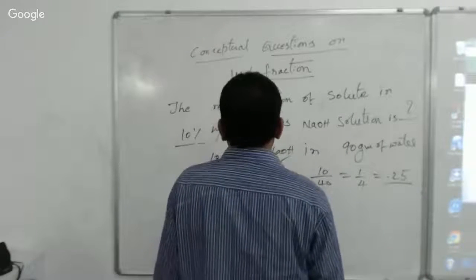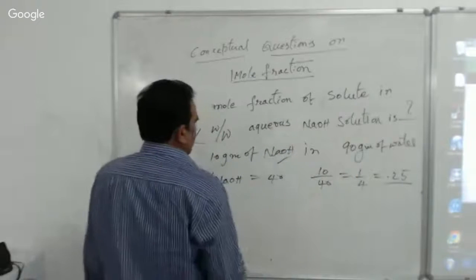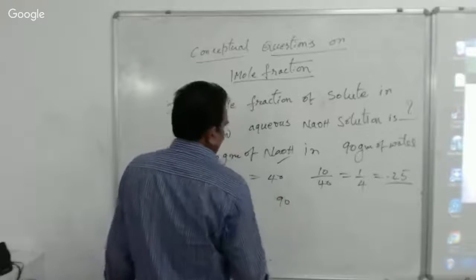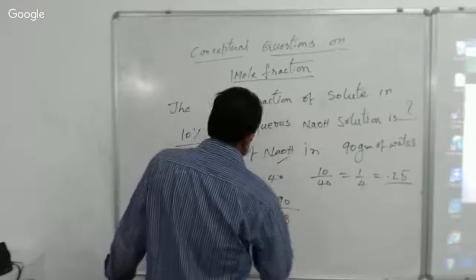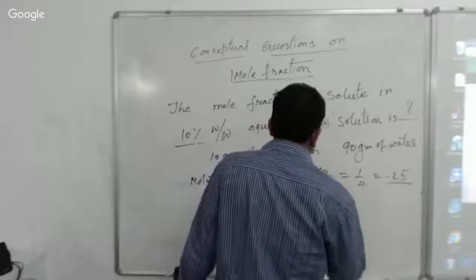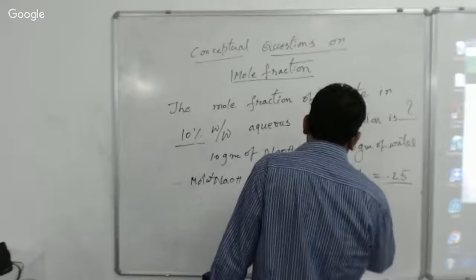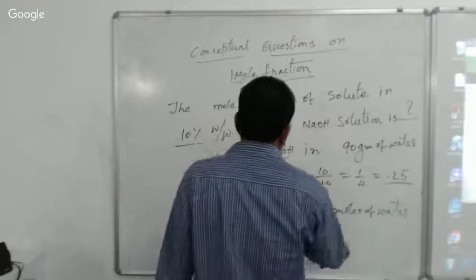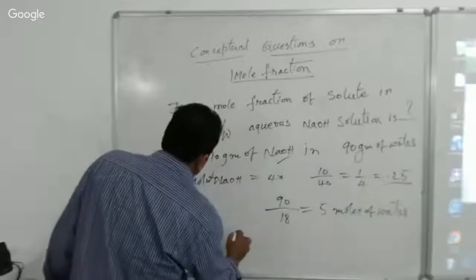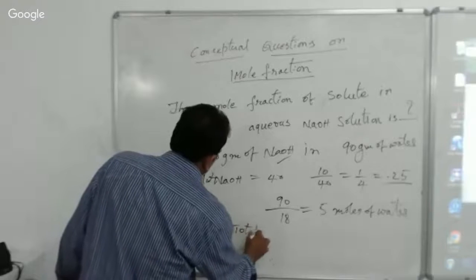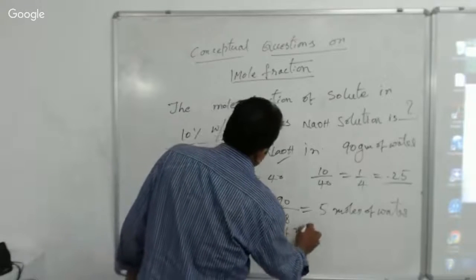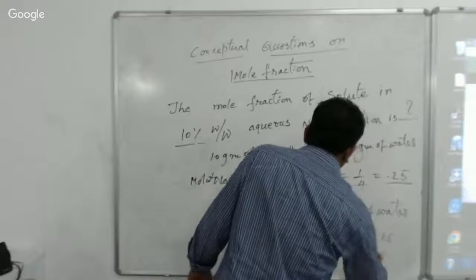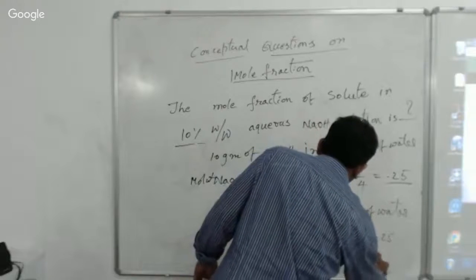Now let us come to the number of moles of water. We have 90 grams of water, and the molecular weight of water is 18. So 90 by 18 is nothing but 5 moles of water. That is how we get the number of moles from weight and molecular weight. Now the total number of moles is 5 plus 0.25, which is 5.25.